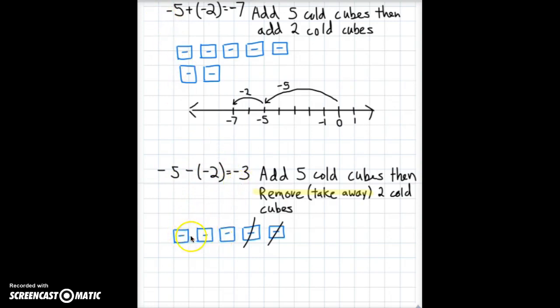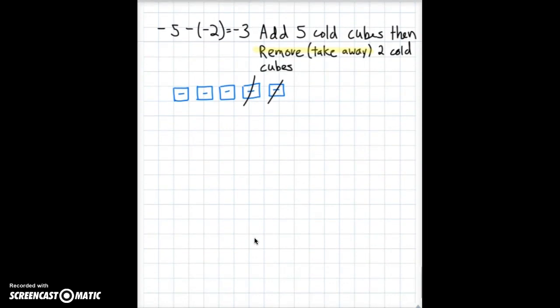And you can see that there's 3 cold left after you take those 2 cold away. Okay, let's consider another problem that's a little bit more sophisticated. But before we do that, let's take a look at what this problem means on the number line.